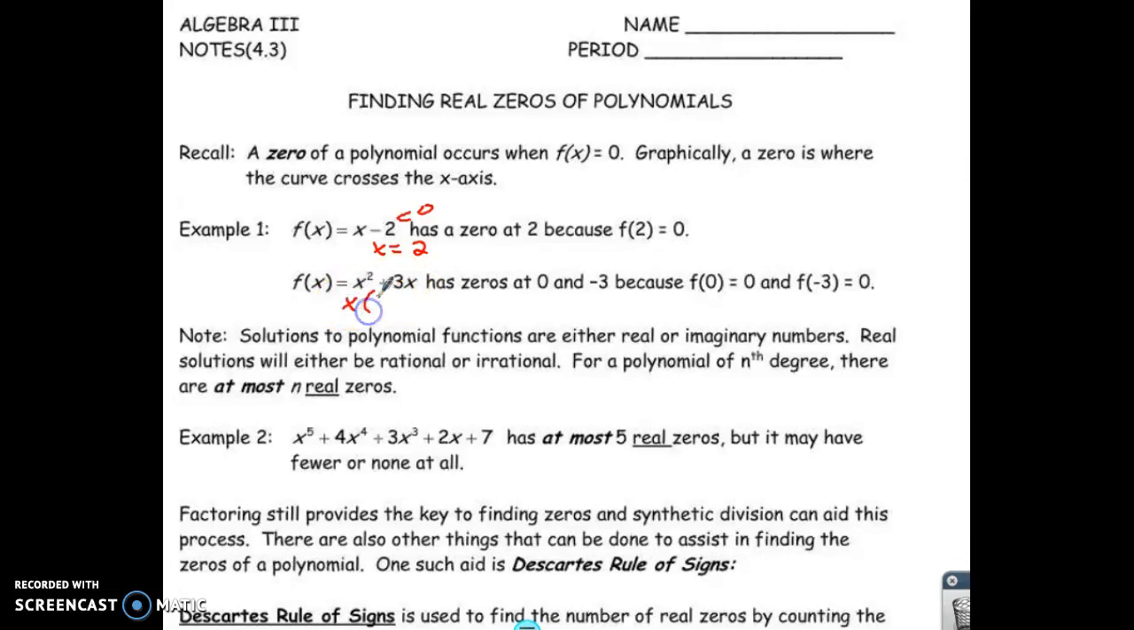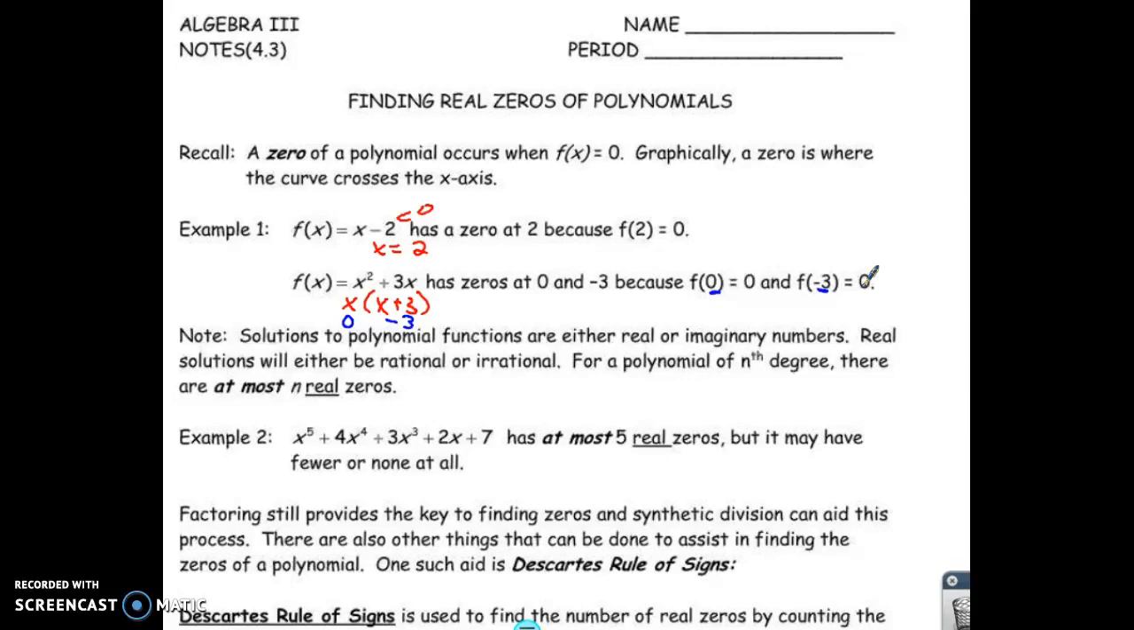We factor out an x, and we get x plus 3. So from this one, we're going to get a 0, and there it is right there. And from here, we're going to get a negative 3. There it is right there. And our y value is 0. There's my x, there's my y. There's my x, there's my y. So they're going to be our x-intercepts.